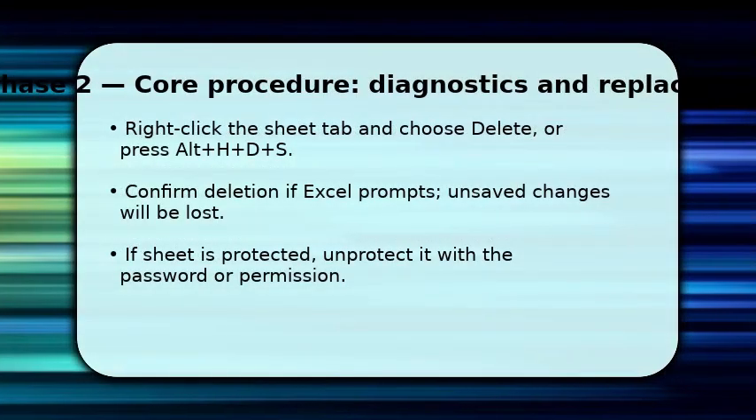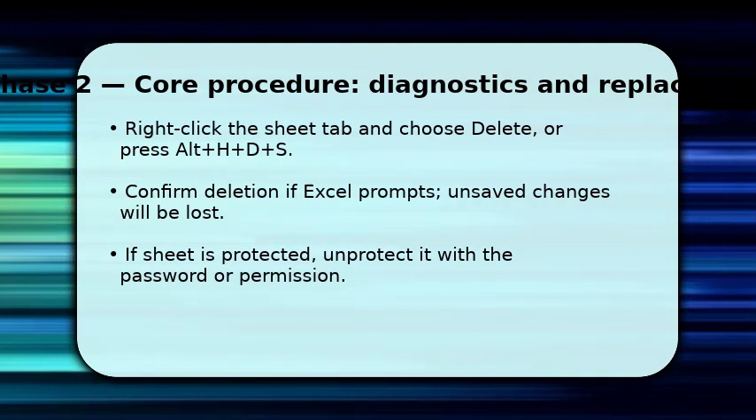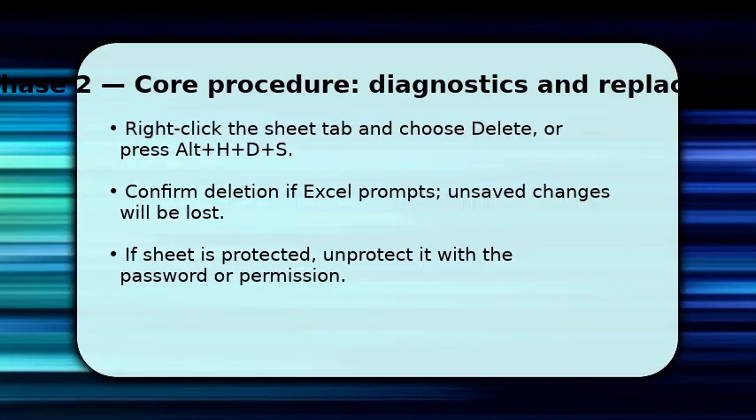You can remove the sheet via right-click Delete, which is intuitive, or use the ribbon shortcut. Press Alt, then H, then D, then S to delete quickly. This speeds repetitive work. Once done, Excel may prompt for confirmation. Click Delete to proceed. Make sure you want to commit because unsaved content will vanish.